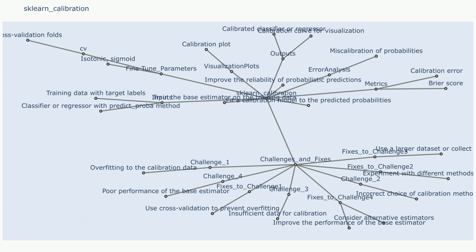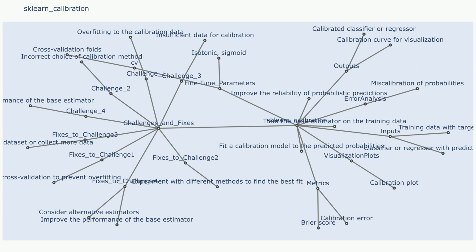Uncertainty methods. Uncertainty method 1. Confidence intervals after calibration. It is possible to estimate the uncertainty in the calibrated probabilities by constructing confidence intervals. This provides a range within which the true probability is likely to lie, giving a more complete picture of the model's prediction.